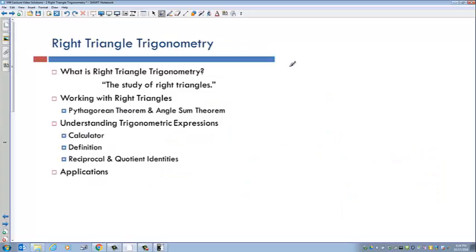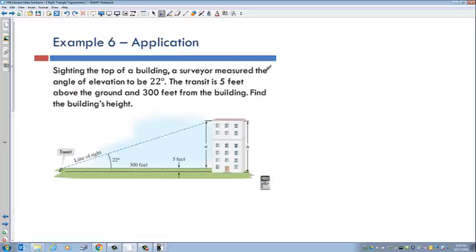All right, so we want to finish this lecture with an application. And so let's take a look at the problem we're going to do. And so what we have here is sighting the top of a building. The surveyor measured the angle of elevation to be 22 degrees. And notice they give us the picture. So here's that 22 degrees right here. And here's that person right over here.